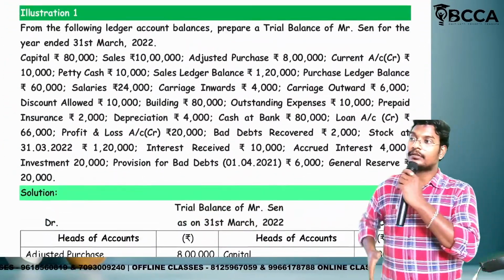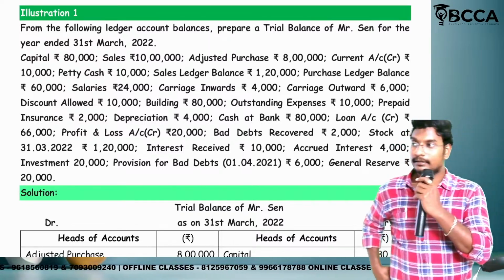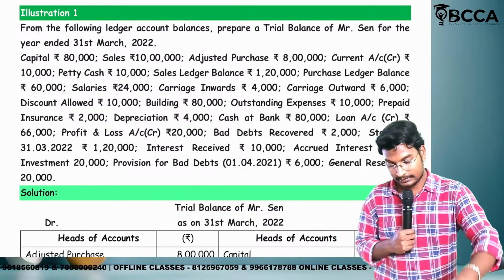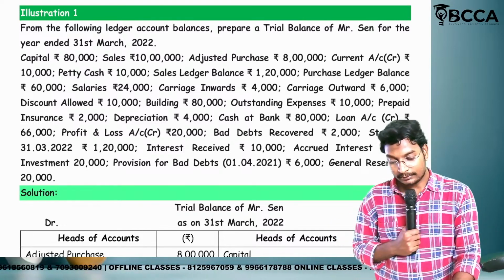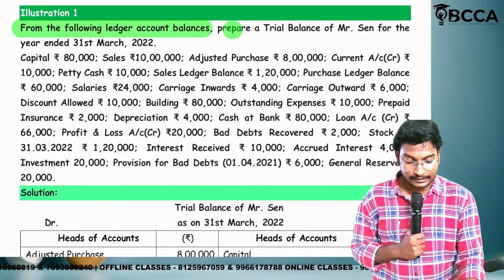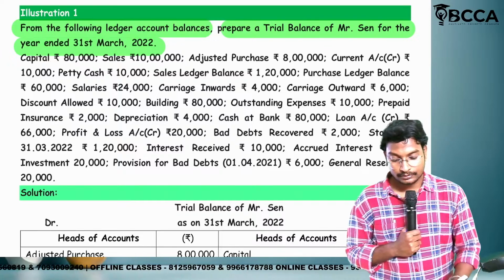Okay, we are going to solve the first question. First I will discuss what is the balance where we need to record. Okay? Normal balances. What is illustration number 1? From the following ledger account balances, prepare the trial balance of Mr. Sen for the year ended 31st March 2022.